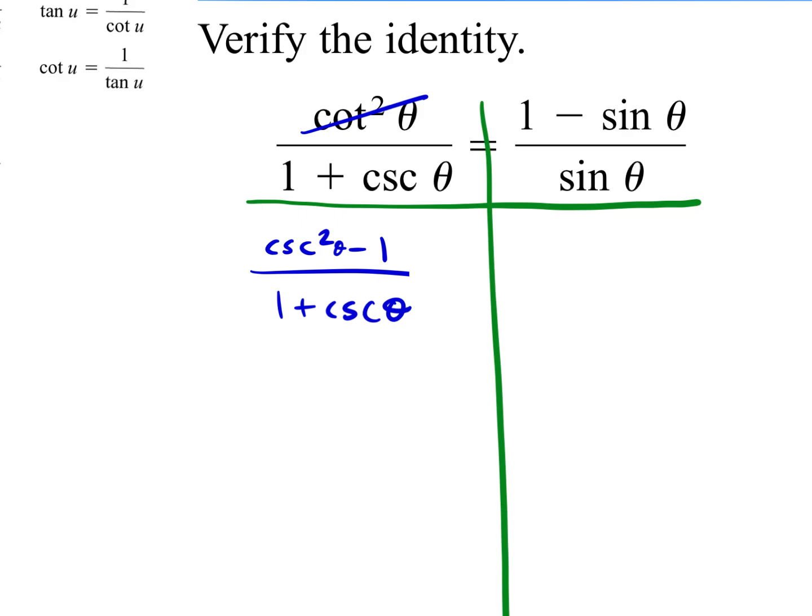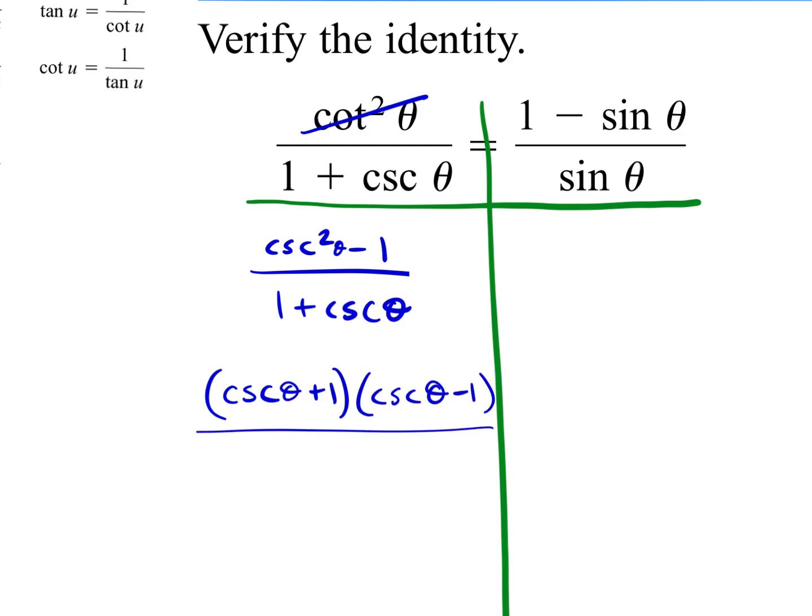Any ideas of what we can do next? Looking at the numerator here, cosecant squared minus 1, can we factor that? Yeah. How? Difference of squares. Difference of squares. They're both perfect squares, just like we did yesterday. It would factor into cosecant theta plus 1 and cosecant theta minus 1, over 1 plus cosecant theta.